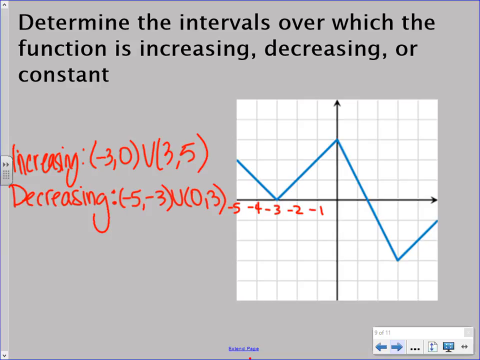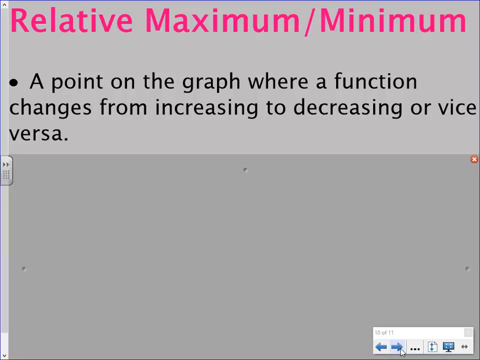Now, along with increasing and decreasing intervals come what we call minimums and maximums. Minimums, we think of what kind of a number? Small. I'm going to say low when you're talking about graphs. Maximum, high. We're going to talk about relative minimums and maximums. If we were talking about minimums and maximums, we'd be talking about highest point and lowest point. I don't really want that. I want relative minimums and maximums.